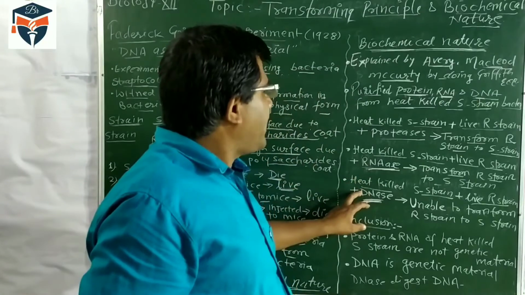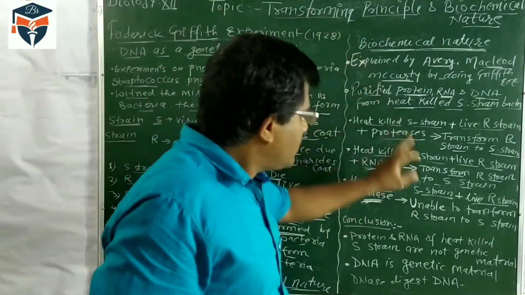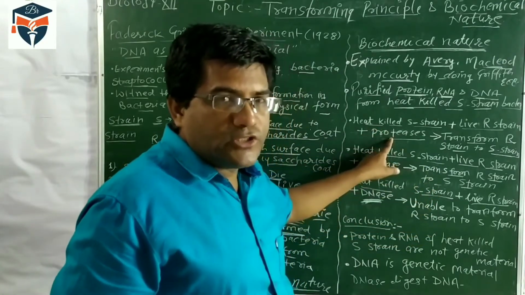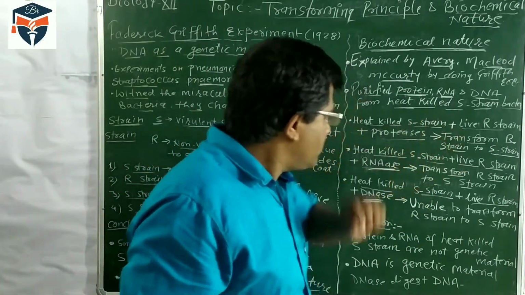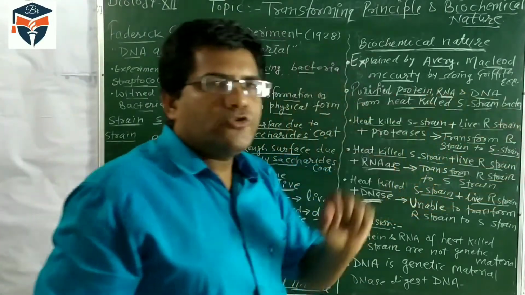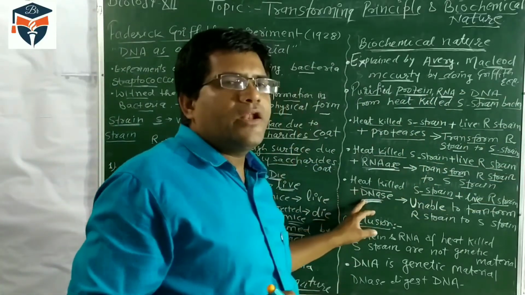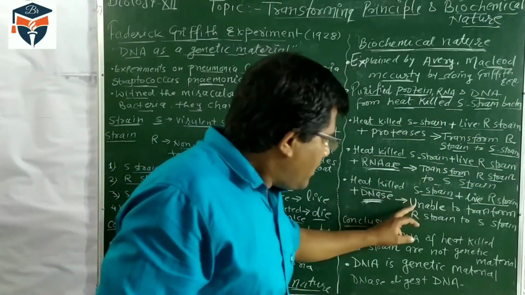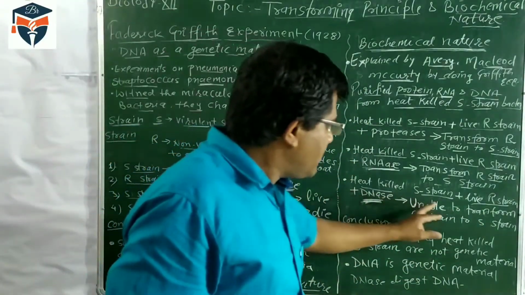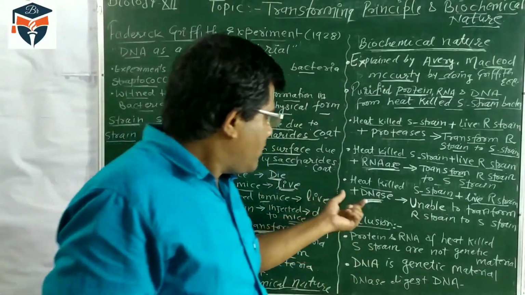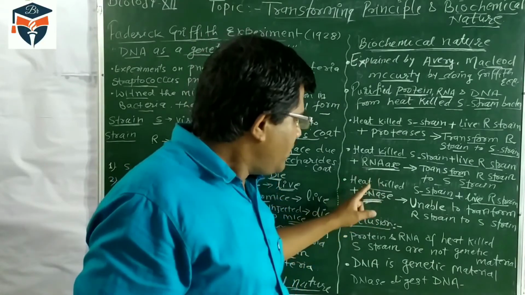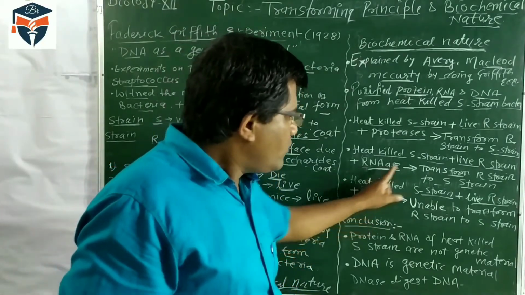When DNA gets digested, transformation does not occur. Here you add protease, which digests the protein, but transformation occurs. Here you add RNase, which digests the RNA, and transformation also occurs. But when you add DNase, the bacteria are unable to transform. Genetic material is not transferred, so when the DNA molecule gets digested, no transformation occurs.